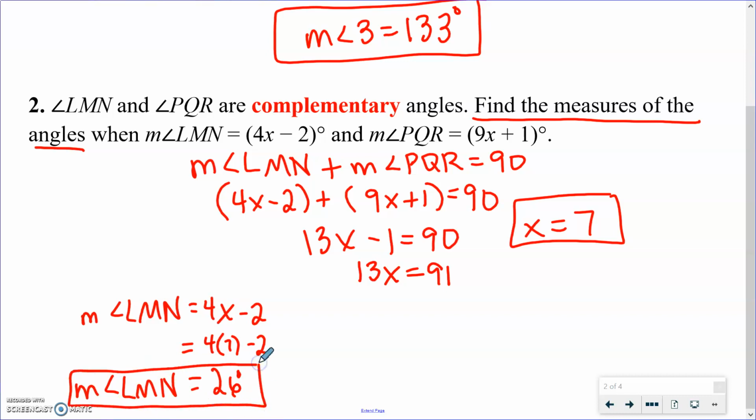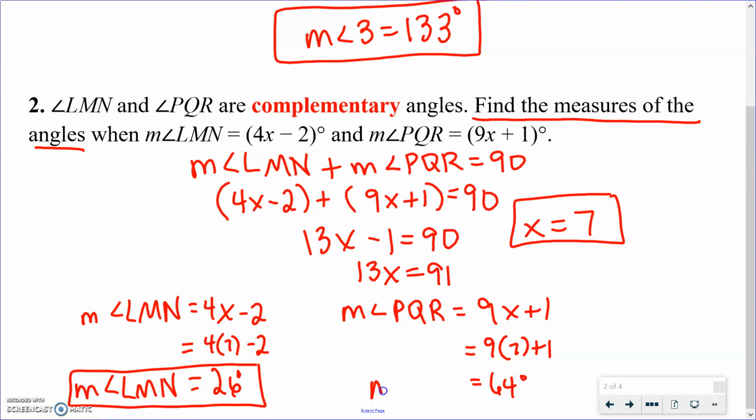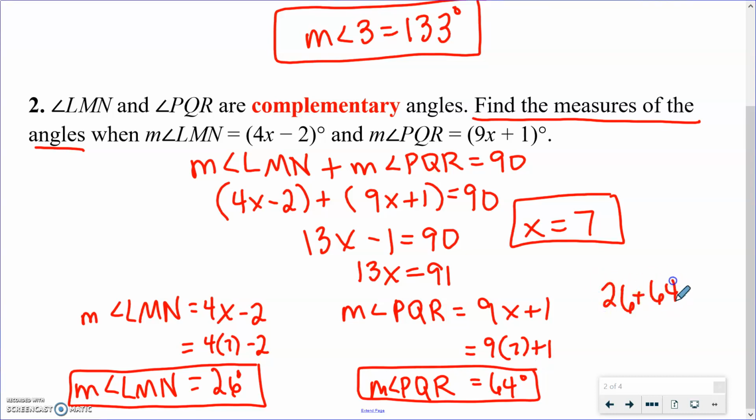Okay, so I've answered that first one. And then I need to do the measure of angle PQR. So again, it's 9x plus 1. So I know 9 times 7 plus 1. So 63 plus 1 is 64. So we know the measure of angle PQR is 64 degrees. Okay, and you can double check that and say, oh, well, it said they're supposed to be complementary, and so does 26 plus 64 equal 90? And it does. So that means we've done this correctly and answered that question in a way that makes sense.